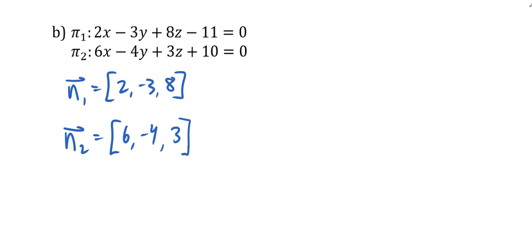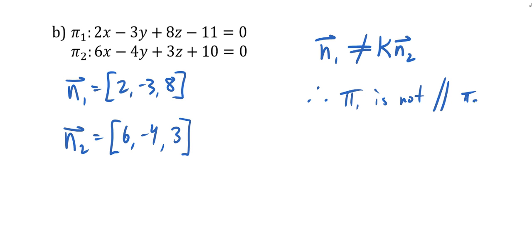And is it? It does not look like it is. Can you prove it's not? There's nothing tricky going on here. Is 2 over 6 equal to negative 3 over negative 4? No. So there's no proportionality here, right? So we're going to say n1 is not equal to some k times n2. Therefore, pi 1 is not parallel to pi 2. That's what I would start with. I would check to see if they're parallel. And they're not. Okay, what do we do next?